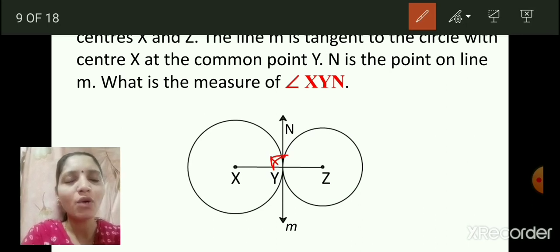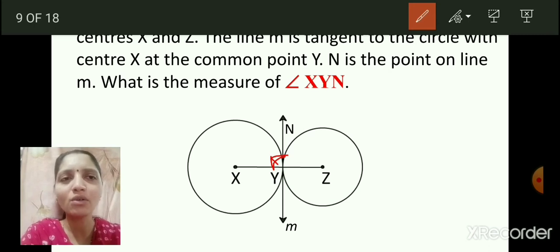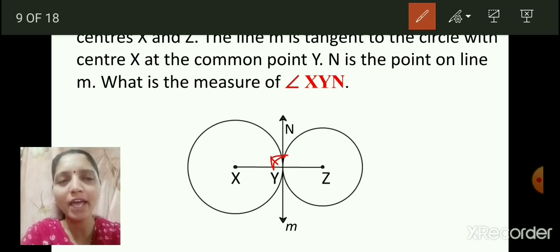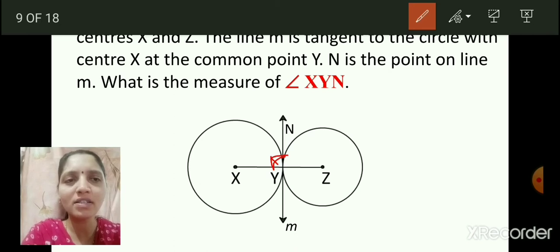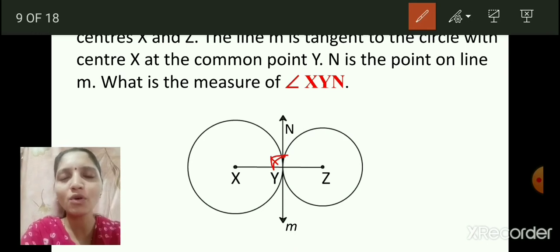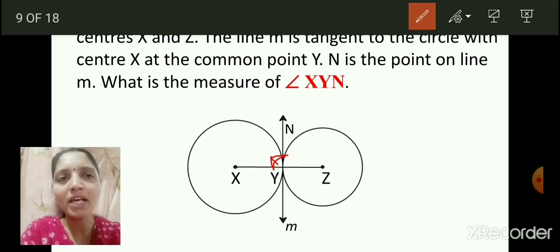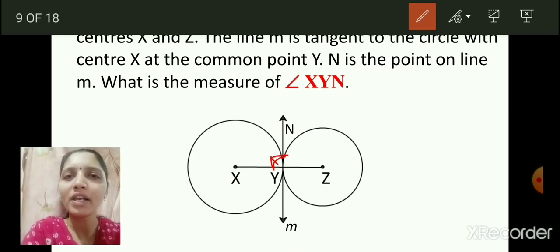Can anyone tell me what will be the answer for this? Can you think about it? Yes. Now we have already seen that this line M is tangent to both the circles. So we know that at the point of contact, a tangent forms a 90-degree angle with the radius. Here XY is the radius of the bigger circle and YZ is the radius of the smaller circle, and line M is tangent to both circles. So whatever angle is forming here, it will be 90 degrees.